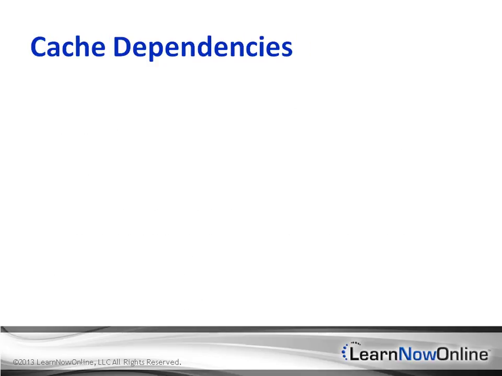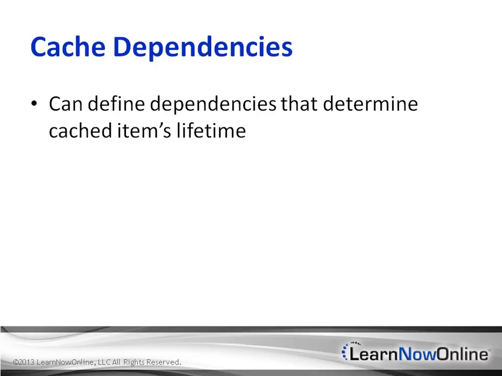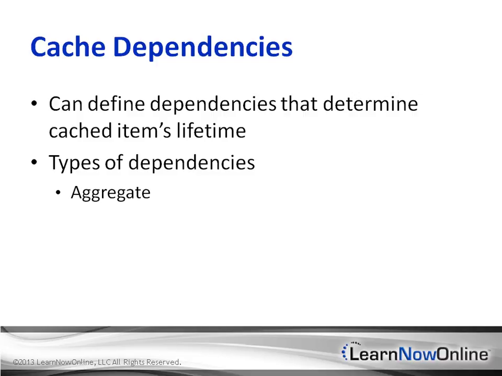Now let's talk a little bit about cache dependencies. The idea here is that you define dependencies that define the cached item's lifetime. If the dependent item changes, the cached item is removed. So, for example, if an item is dependent on a file, if the file changes, the item is removed. And there's several different kinds of dependencies that you can define. One is an aggregate. This combines multiple dependencies. So, a cached item is removed when any of the dependencies change.